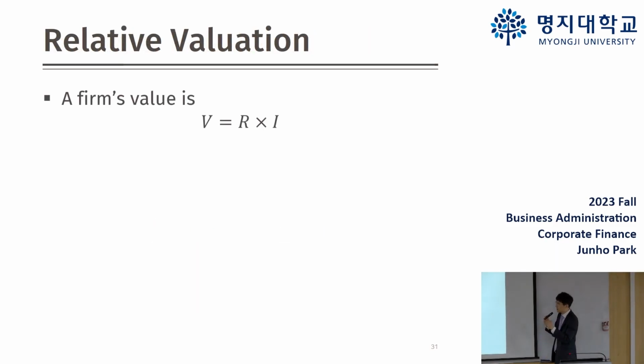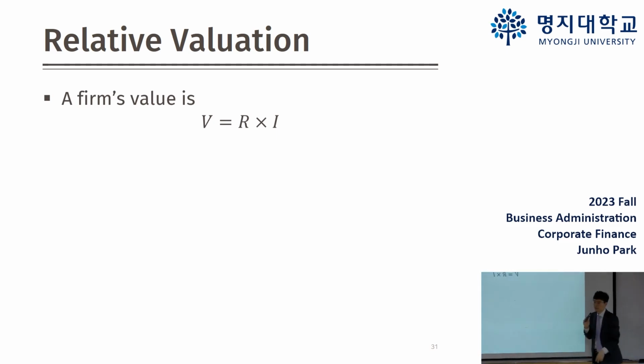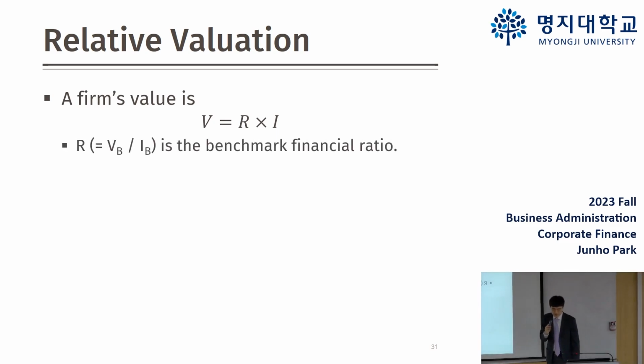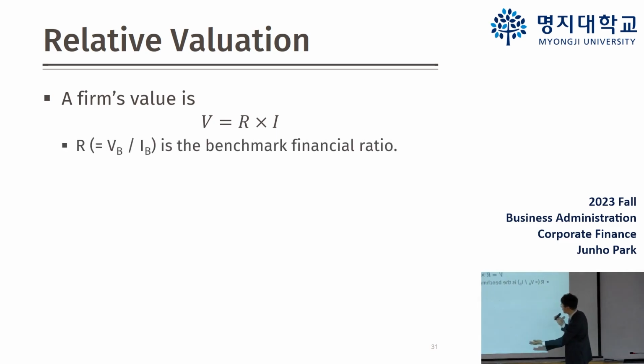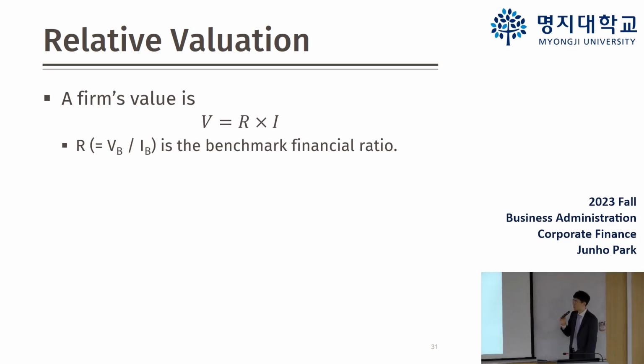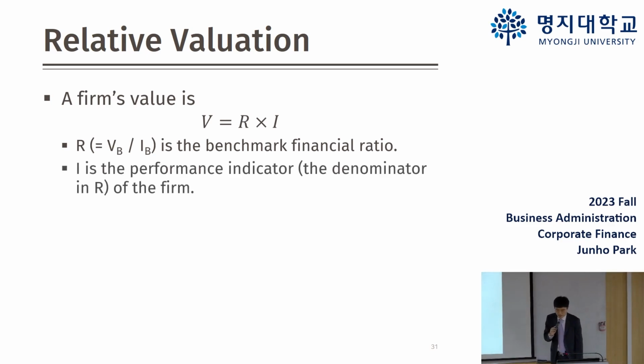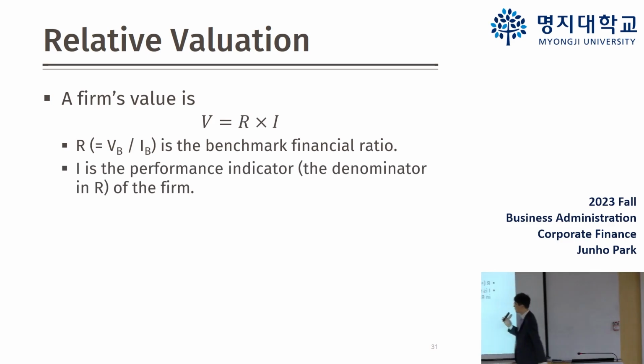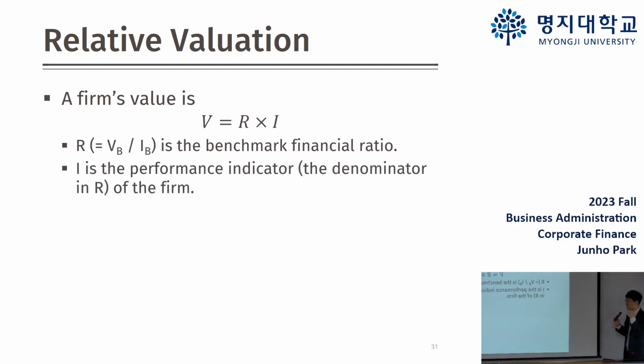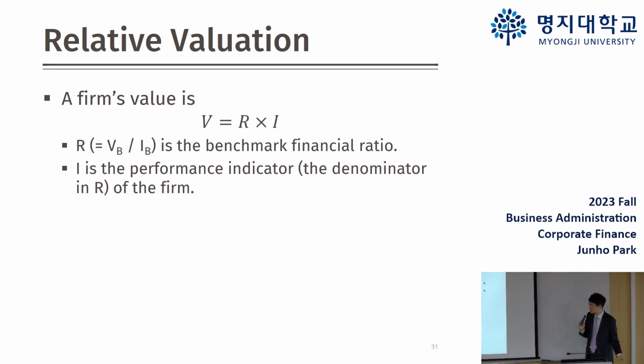So if we generalize this idea, then we can say that a firm's value can be estimated as the multiplication of two factors. The first one, R, is a kind of financial ratio, which is obtained from other comparable companies, and the I is the performance indicator. For example, it was sales or revenues in the previous example. So we multiply R and I.